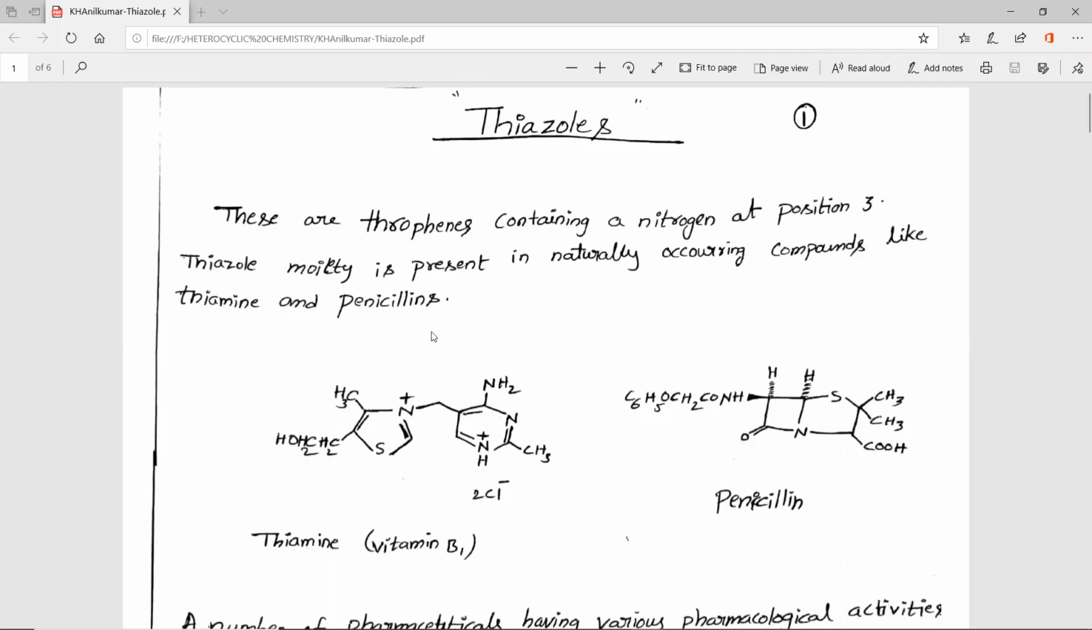So, thiazole moiety is present in many naturally occurring compounds like thiamine, that is vitamin B1, and the well-known antibiotics, that is penicillins. So we can see here the structures. This thiazole ring, with sulfur atom in position 1 and nitrogen atom in position 3, is a part of thiamine, that is vitamin B1. Similarly, this thiazole ring is also a part of the penicillin.